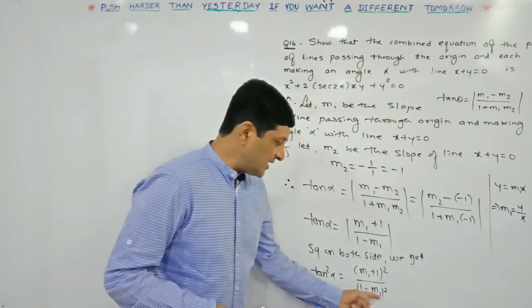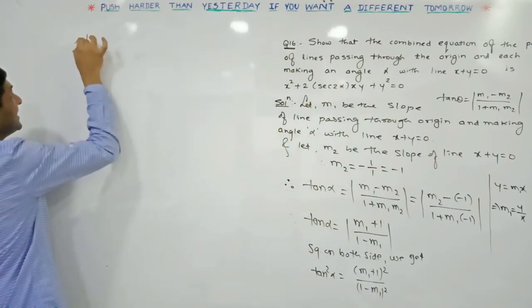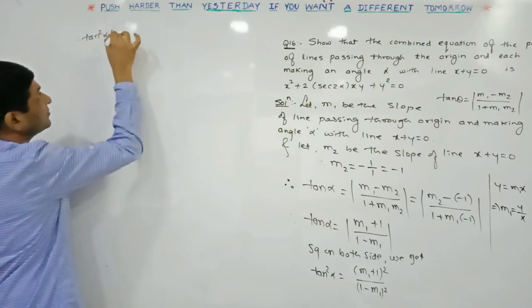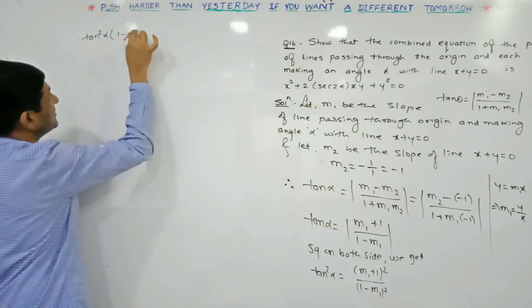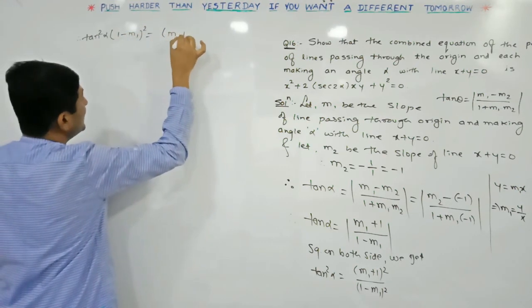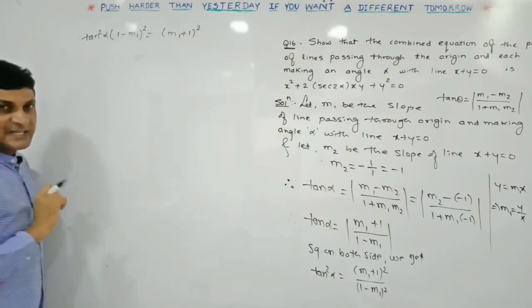Now this term will get multiplied on this side. So on the left hand side what we'll get here, tan square alpha into 1 minus m1 whole bracket square, and on the right hand side what we'll get, m1 plus 1 whole bracket square. Just simply we are simplifying this expression.